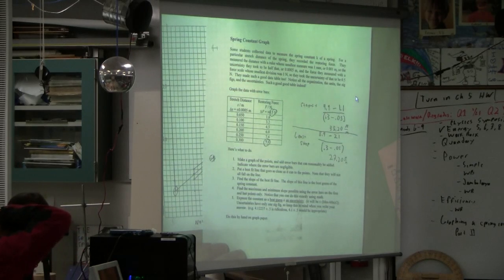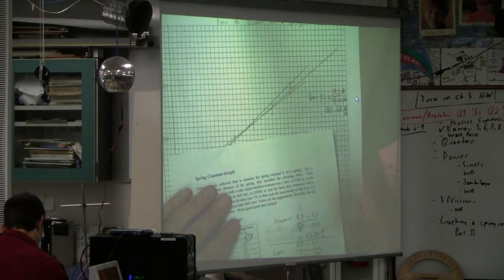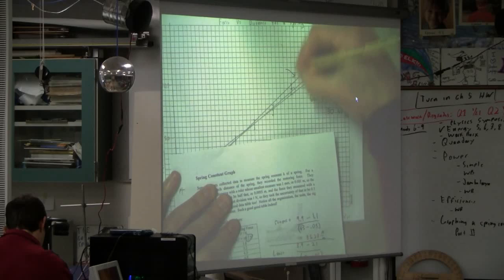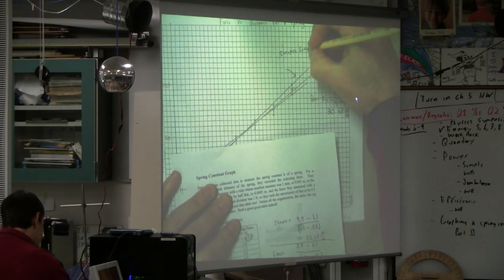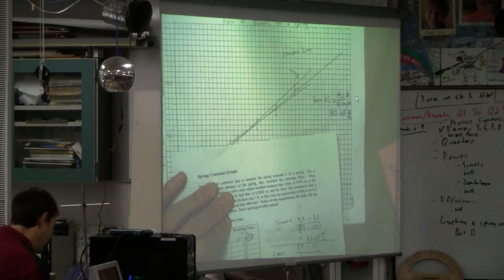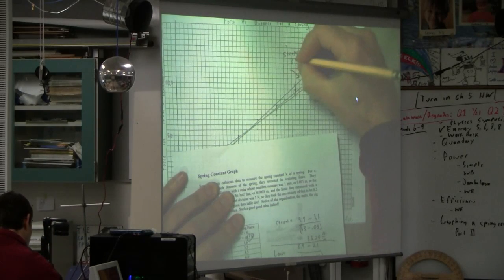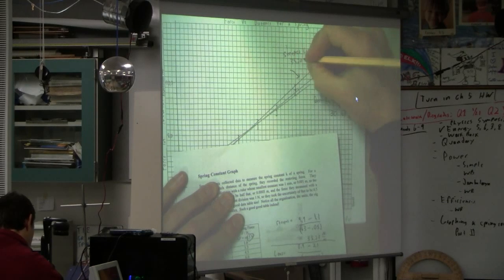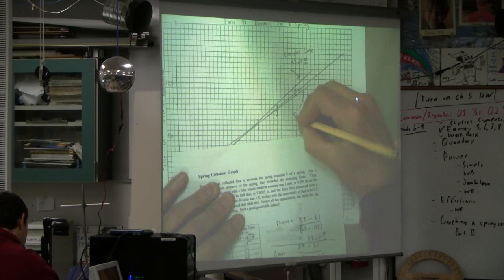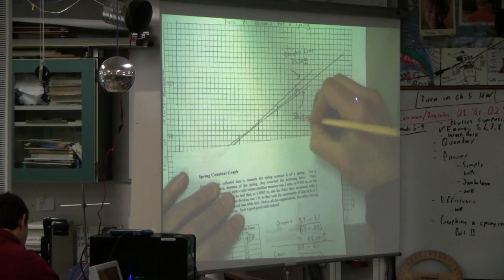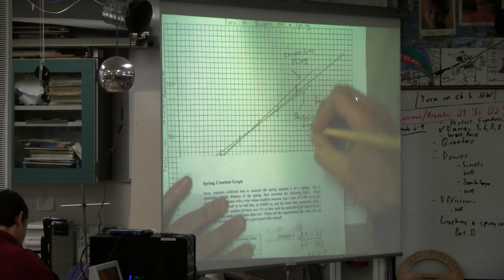So now we've got to label this, right? Steepest line. Show your calculation. If you can show it on the graph, that's just fine. Steepest line has a slope of 35.20 newtons per meter. Shallowest line. I'll go with shallow.